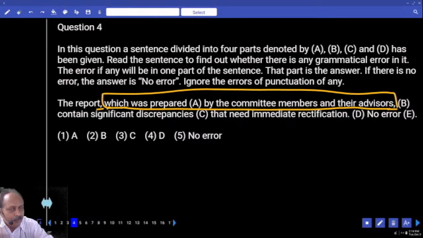Where do you face a problem? Mains. Mains, you're going to have a problem. From now on, you have to raise your standards and reach a different level altogether. For that, all these things are required.